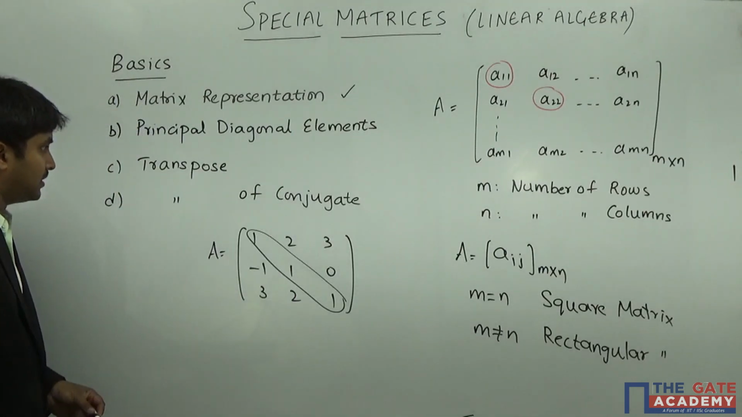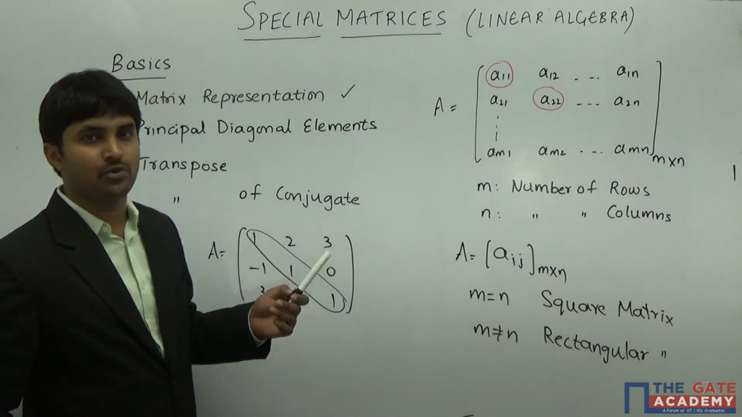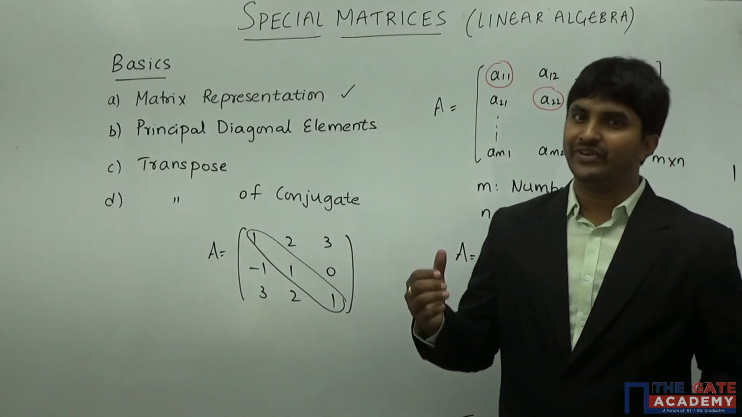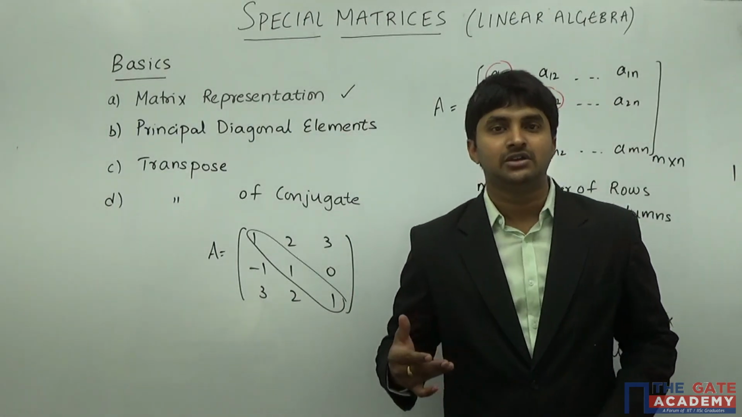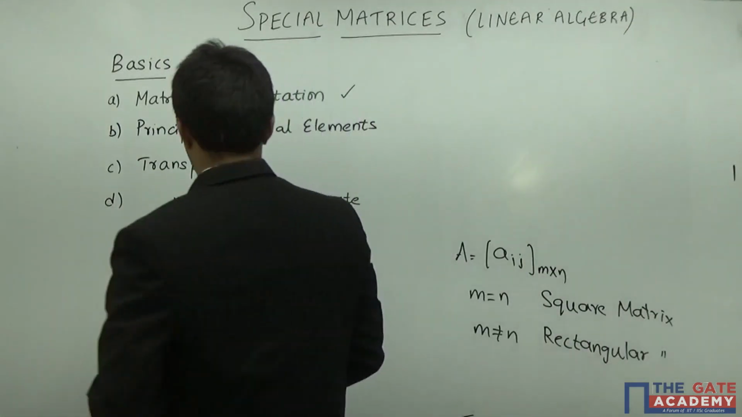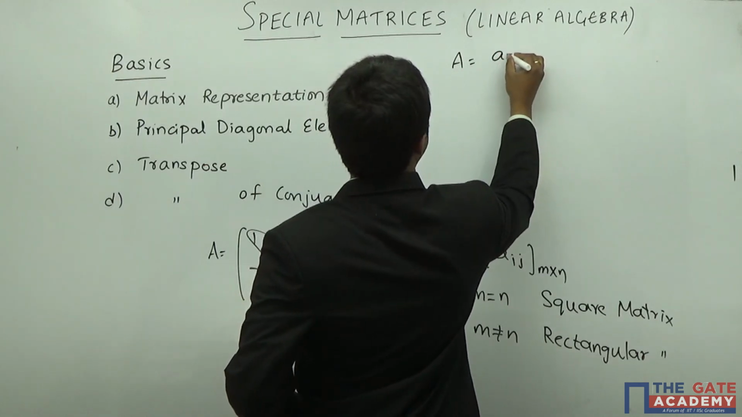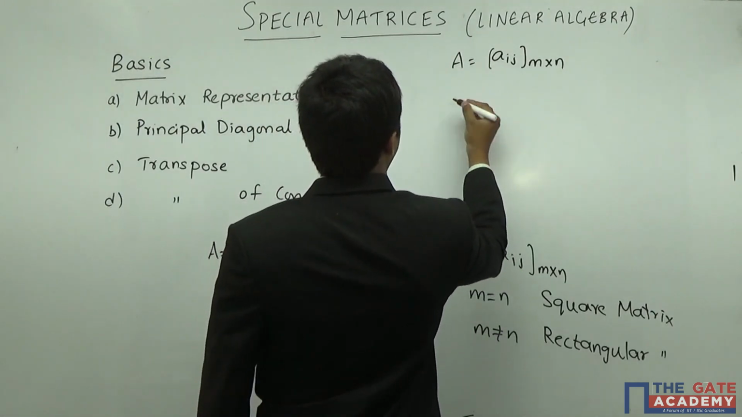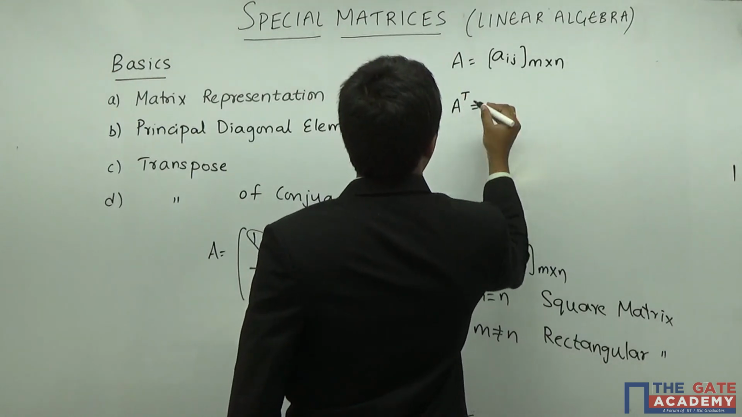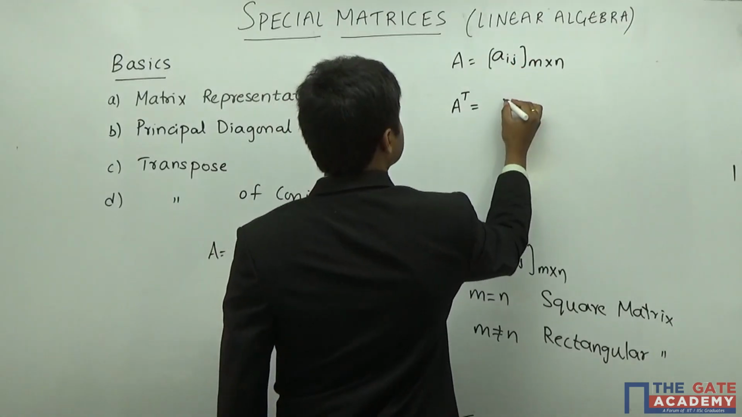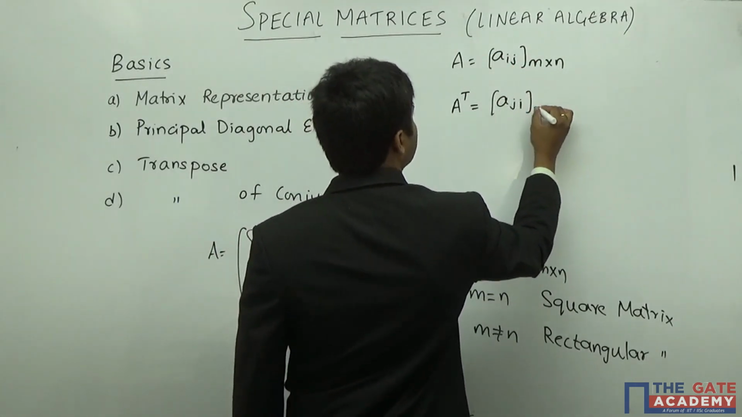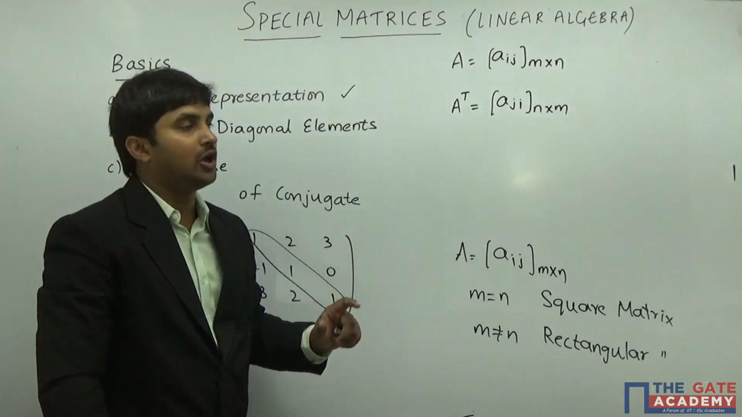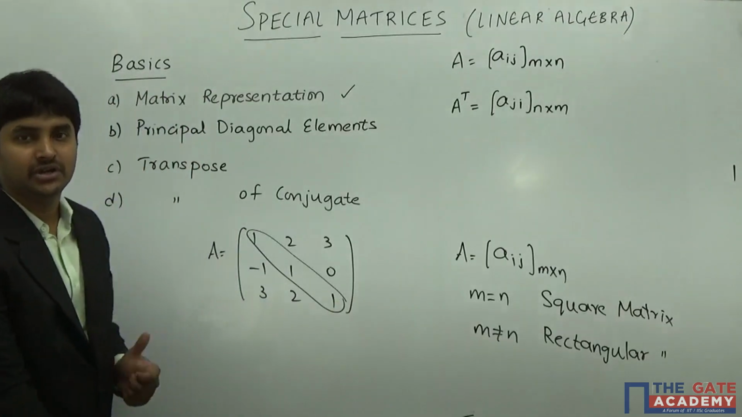Okay. Now the third one is the transpose of a particular matrix. What is the meaning of transpose? In the operation of a transpose, we just interchange the rows and columns of a particular matrix. Whenever we interchange the rows and columns of a matrix, we call it the transpose of that matrix. So when I have a matrix A, which is given by Aij, m by n, then A transpose is going to be equal to Aji, n by m. So A transpose is nothing but interchanging the rows and columns. Rows and columns are interchanged here, and we get a transposed matrix.